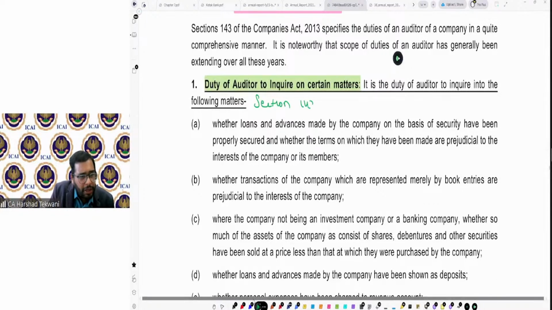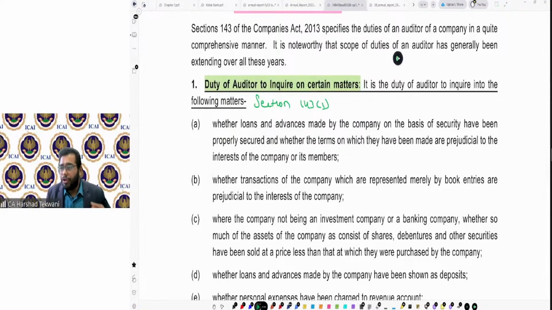Section 143(1). Now, what are these duties of the auditor? What do these duties say? When I talk about duties of the auditor, that is applicable to every company, there is no exemption with respect to these duties. So it is applicable to auditors of all companies, or every auditor of a company.